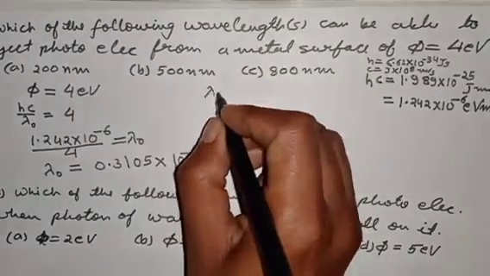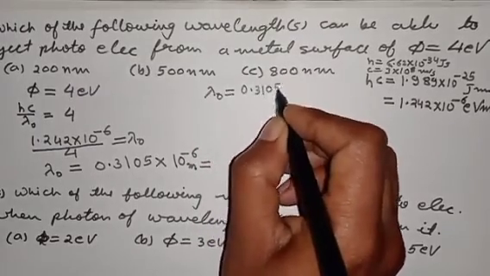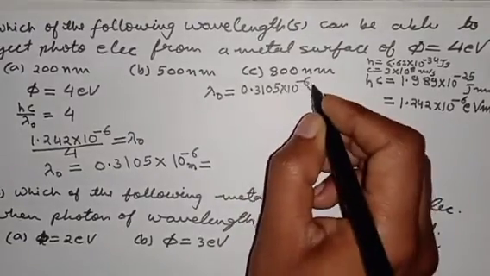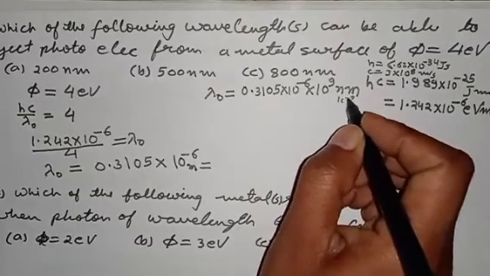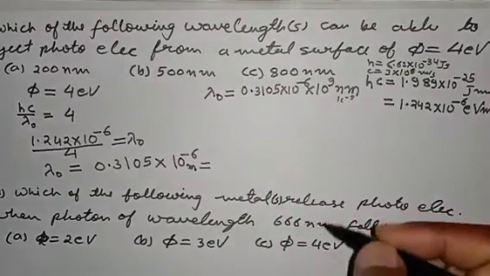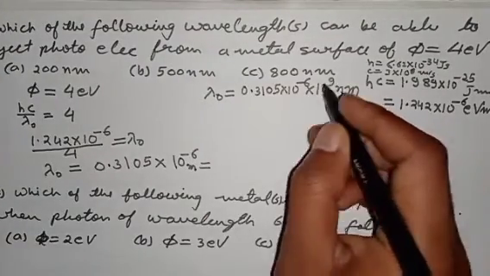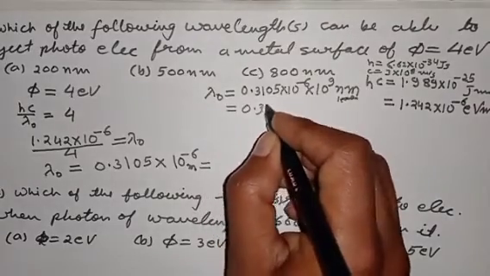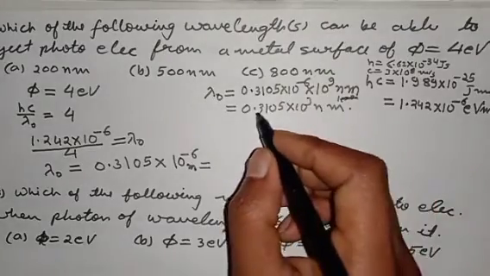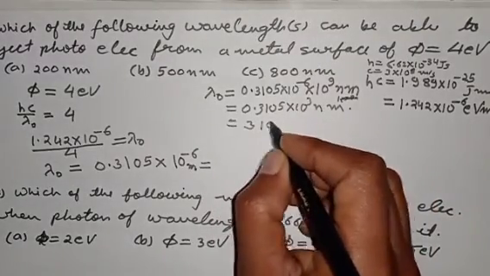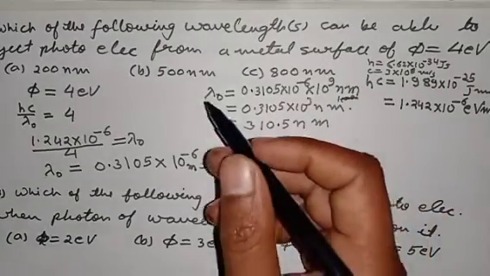I'm doing it here. Lambda naught is 0.3105 into 10 to the power minus 6 into 10 to the power 9 nanometer. Nanometer means 10 to the power minus 9, and this is 10 to the power 9. So we know that 1 meter is equal to 10 to the power 9 nanometer. So that is what we have done here. And now it will be 0.3105 into 10 to the power 3 nanometer, and we can adjust the decimal: 310.5 nanometer.